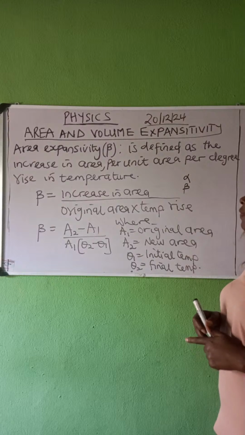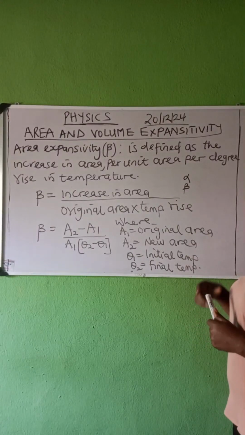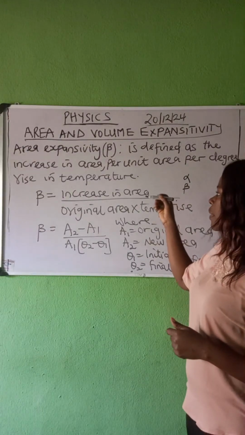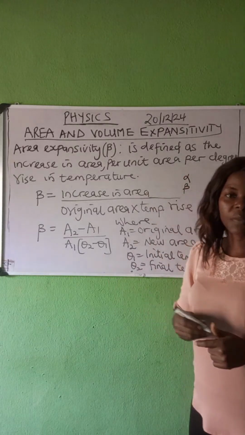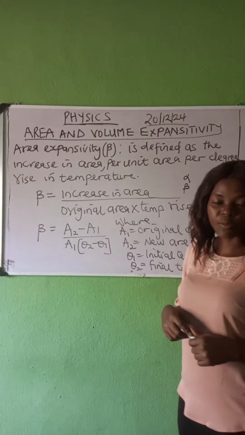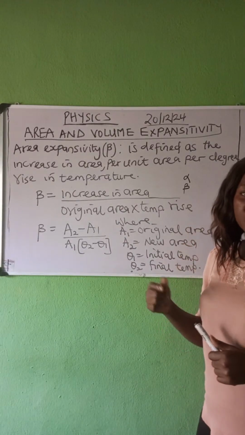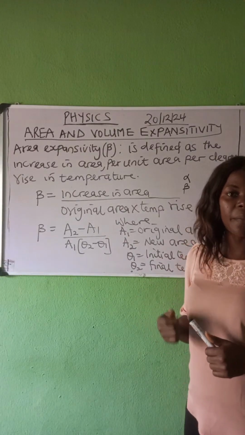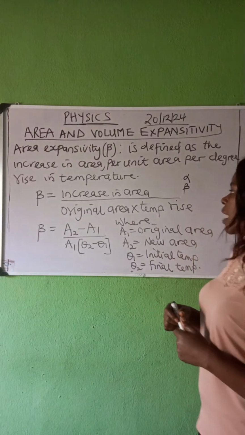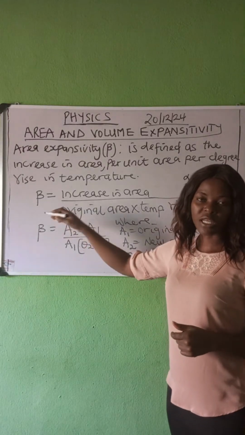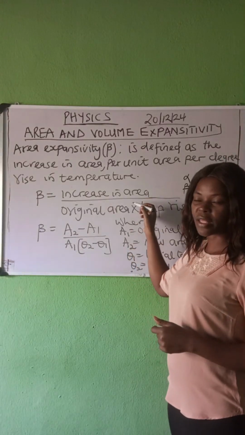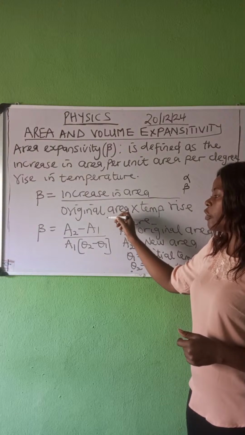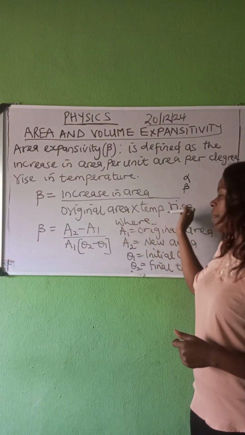Beta as the symbol. Now, it's defined as the increase in area per unit area per degree rise in temperature. Let me go again. The area expansivity is defined as the increase in area per unit area per degree rise in temperature. That means beta, which happens to be area expansivity, is equal to what? Increase in area divided by original area multiplied by temperature rise.